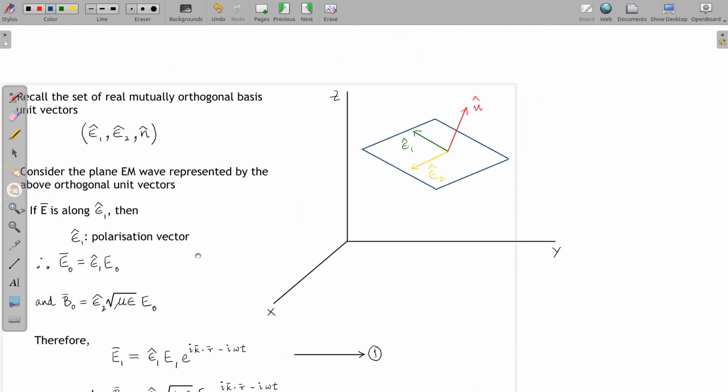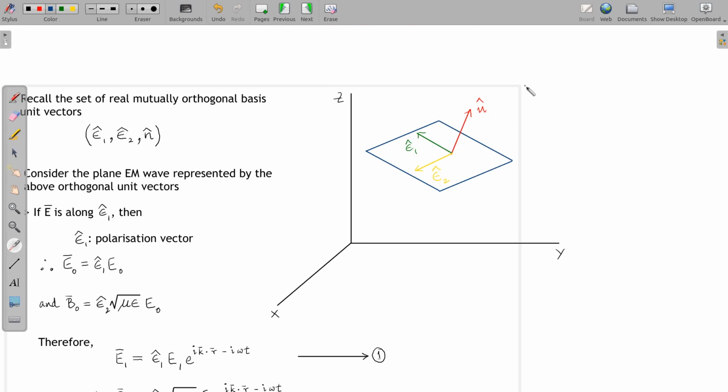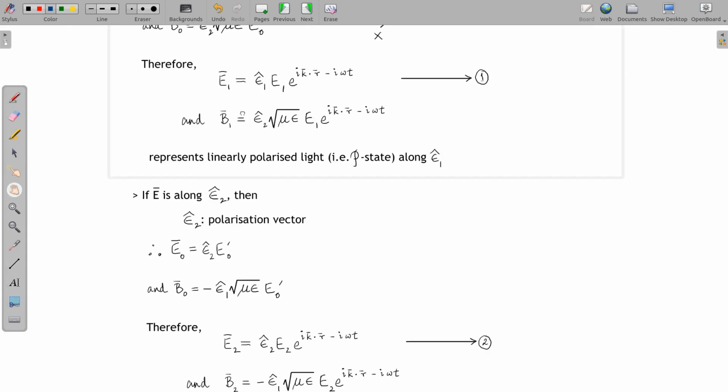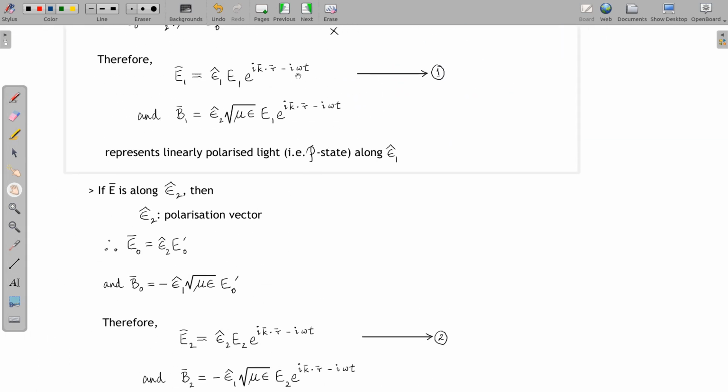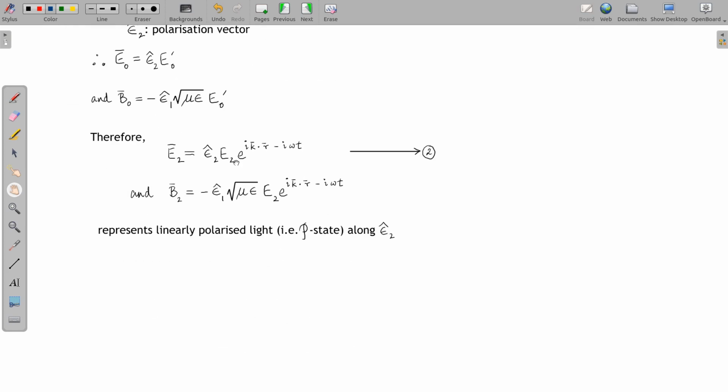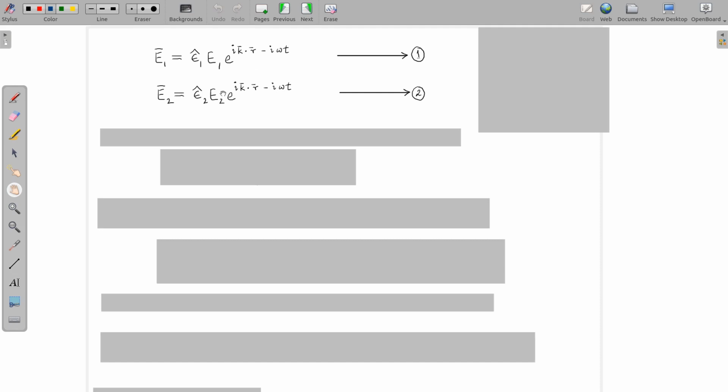What it means is, suppose the observer is somewhere over here, looking into the light. Linearly polarized light means that if you look at the tip of the electric field, the tip will lie on the same line. So the electric field is going to oscillate this way as it propagates. Now if epsilon 2 is the polarization vector, then the electric field is going to oscillate this way. So these are the two p states. One p state is along epsilon 1, and another p state is along epsilon 2. So we have p state along epsilon 1 and p state along epsilon 2. So this is what we have.